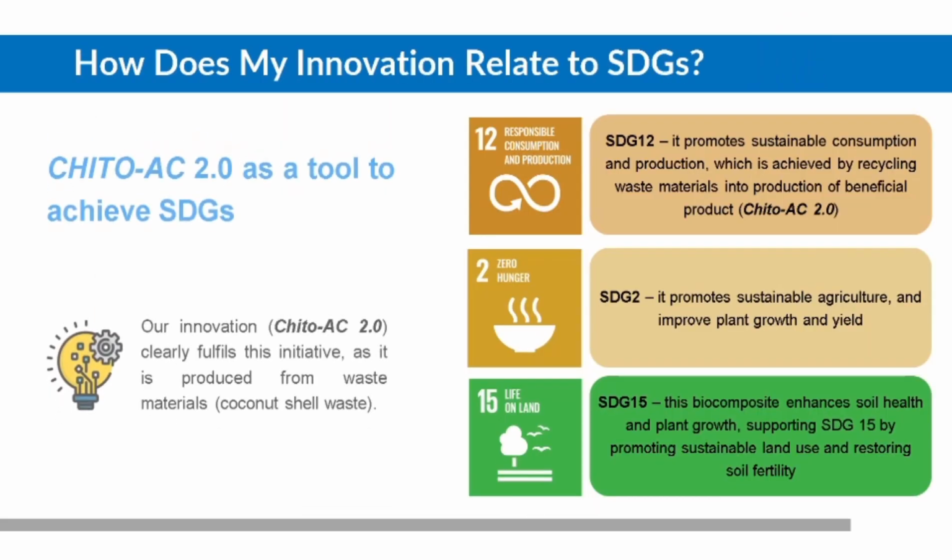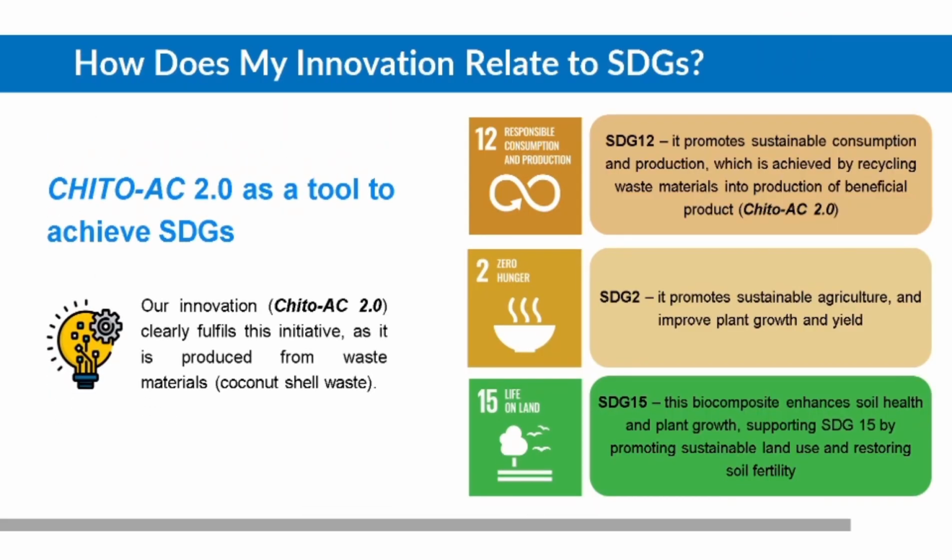So how does my innovation relate to the SDGs? My innovation, Chito-AC 2.0, clearly fulfills this initiative as it is produced from waste material, which is coconut shell waste. Thus, it helps in achieving three sustainable development goals.